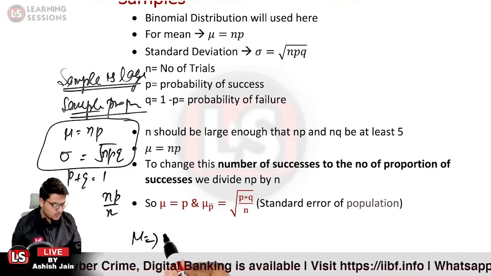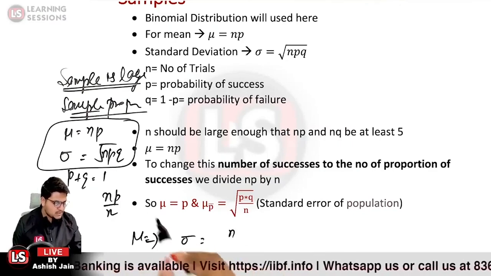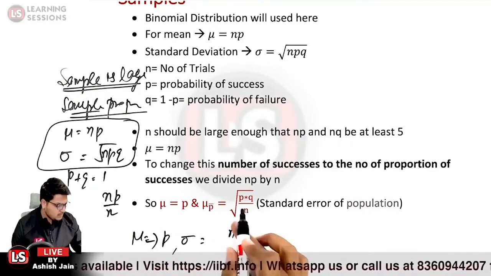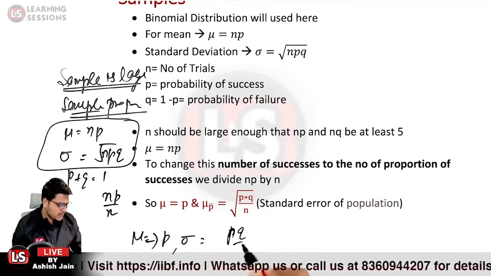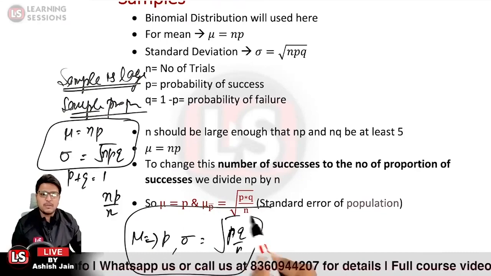It will be equal to P simply. And further, sigma would be equal to what? It will be equal to, because it's under the square root, so it will be PQ divided by N. Okay, so that would be the formula that you need to remember, or you simply remember this particular formula.